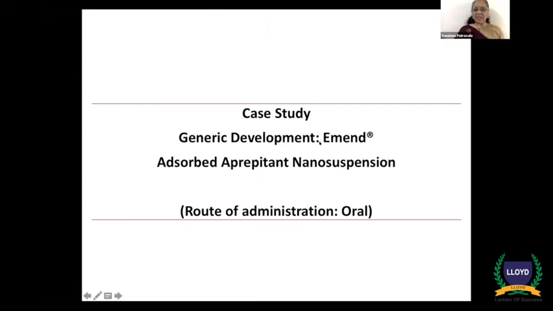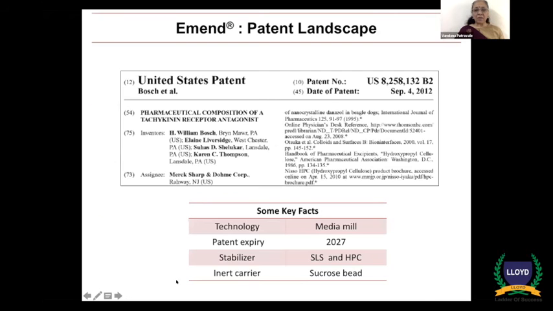In the market, it is available as Emend. Route of administration, of course, we wanted to keep the same as the marketed formulation, Emend. So we've also kept it as oral. So the first step is we actually look at the patent. And if you look at the patent, this particular patent has been assigned to Merck Sharp and Dohme. The date is 2012, and you know that it has a life of 20 years. So the patent is still not expired.